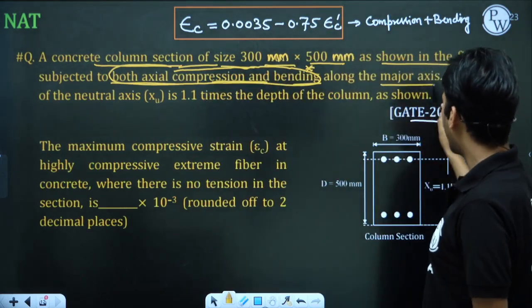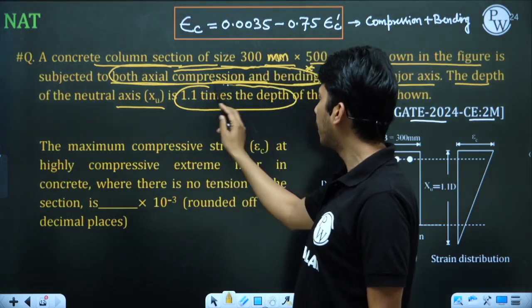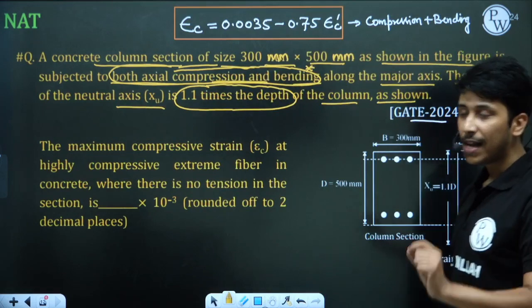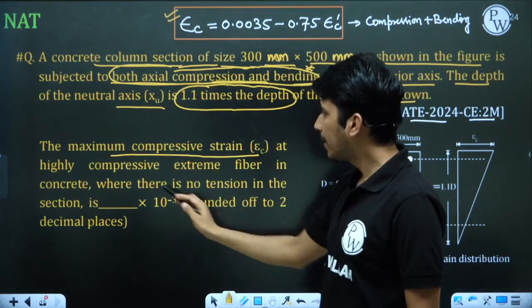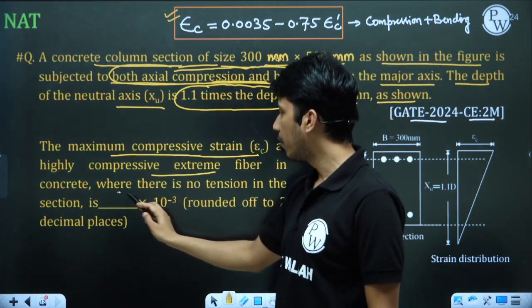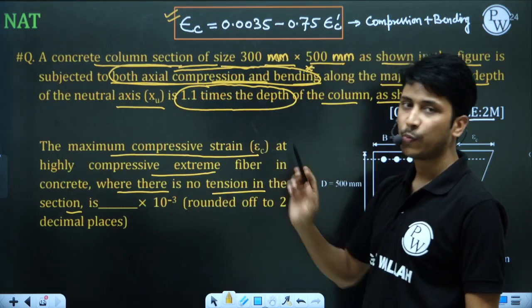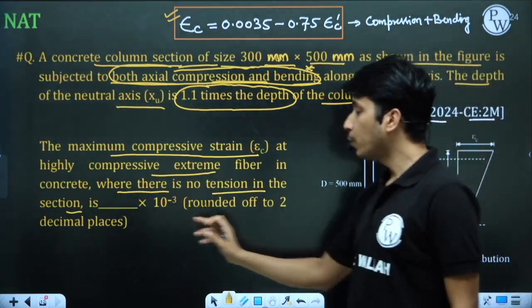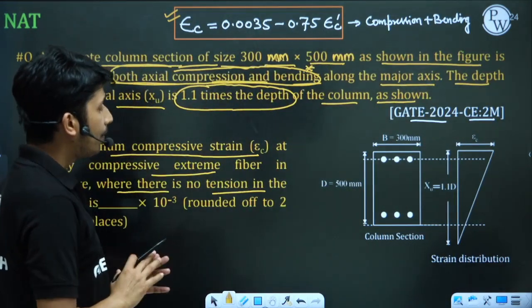Now along the major axis, the depth of the neutral axis is also given, which is 1.1 times of the depth. It is also given in the diagram of the column as shown. Now it is asking the maximum compressive strain at the highly compressed extreme fiber in the concrete where there is no tension in the section, how much into 10 raised to power minus 3. You have to give answer in 10 raised to power minus 3 rounded off to the 2 decimal places.